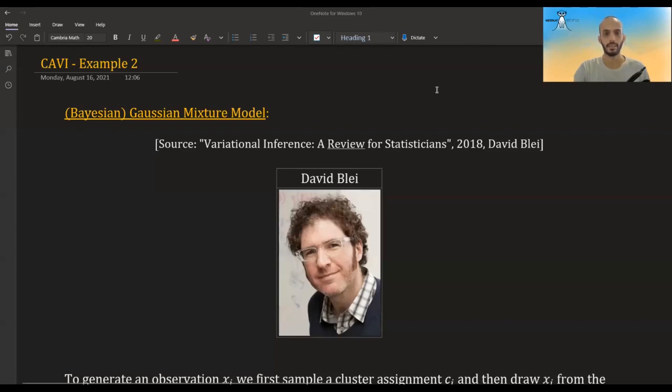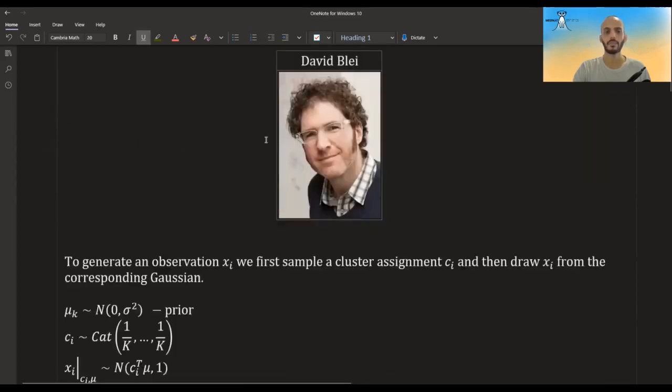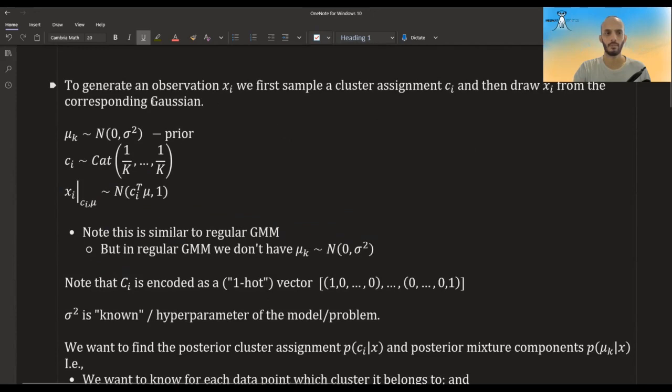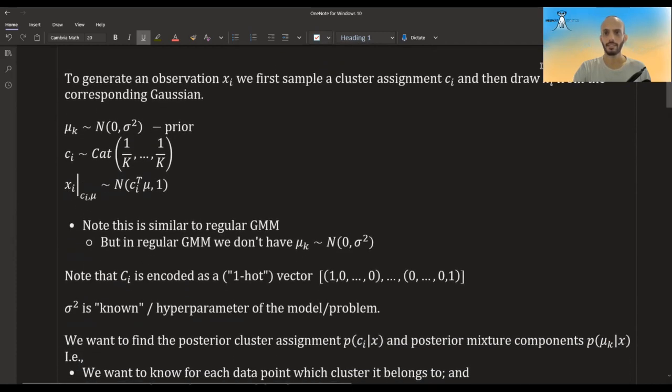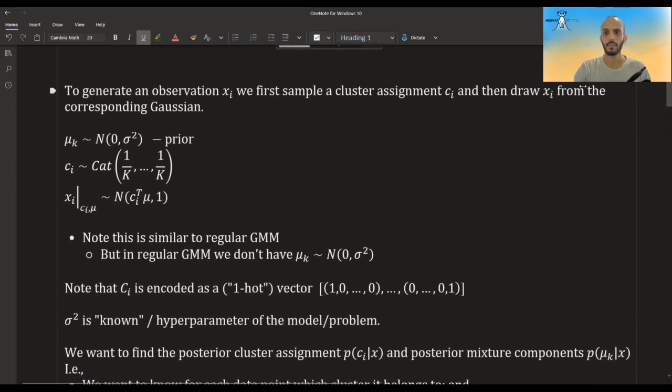Hi guys, in this video I'm going to give another CAVI example, and this example is taken also from the review by David Blei, and it's of a Bayesian Gaussian mixture model. Okay, so what is the process we are trying to model? In order to generate an observation, we sample a cluster assignment, and then we draw from the corresponding Gaussian.